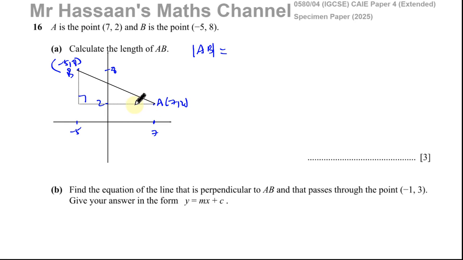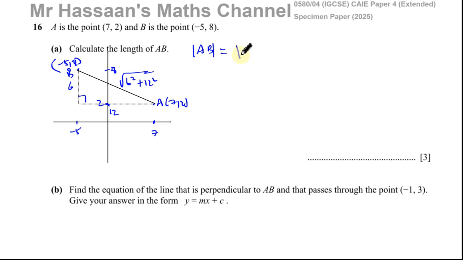So here we can see that this length is 7 up to there, and then 5 from there to there. So the total length is 12 units. And here the length is from 8 to 2, which is 6 units. So we can use Pythagoras' theorem to find the hypotenuse. Okay, so it's going to be the square root of 6 squared plus 12 squared, and that will give us the answer.